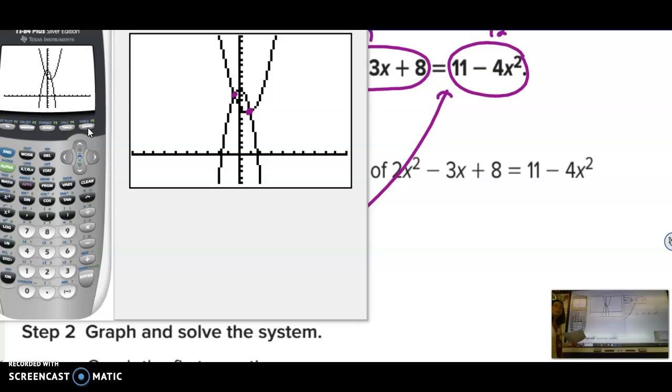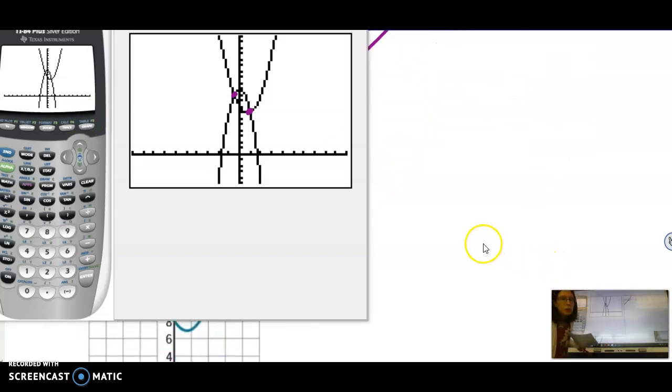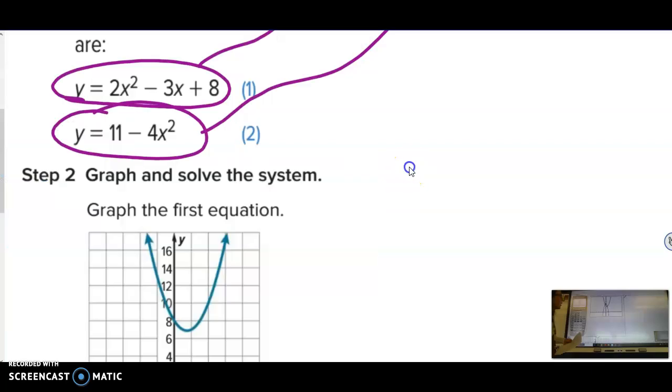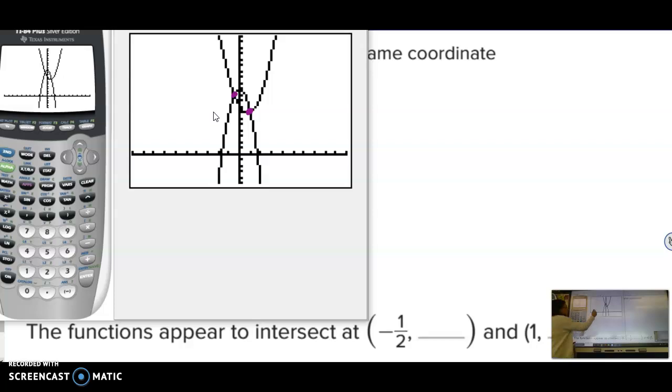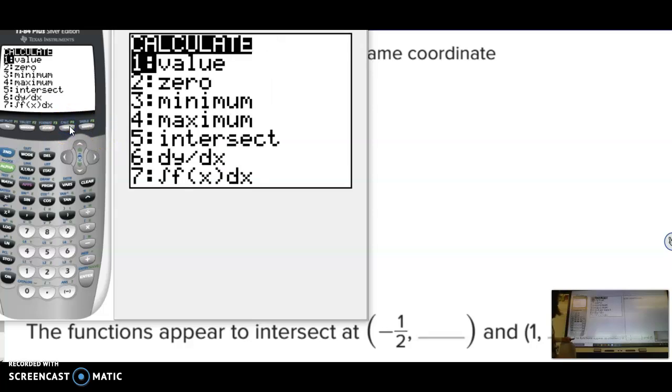So I'm going to go ahead and use the calculator to figure out exactly where those hit. You can see on your paper they graphed these for you, and they're kind of estimating where these points of intersection are, but I'm going to use the calculator to figure it out exactly. So make sure you're doing this along with me. Once you get them typed in there, you're going to go to second, calculate, and you are looking for the intersection.